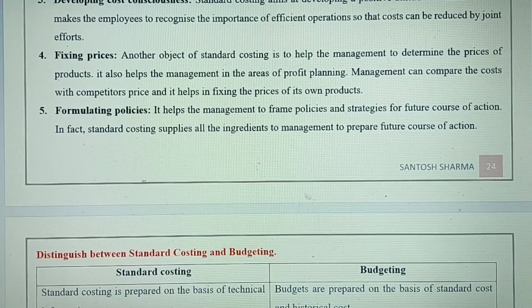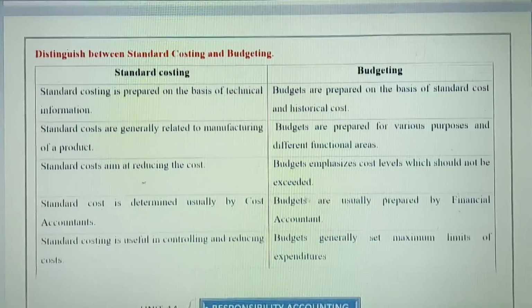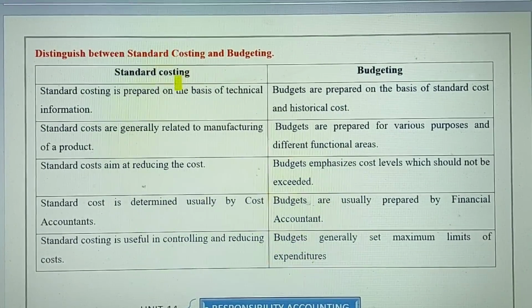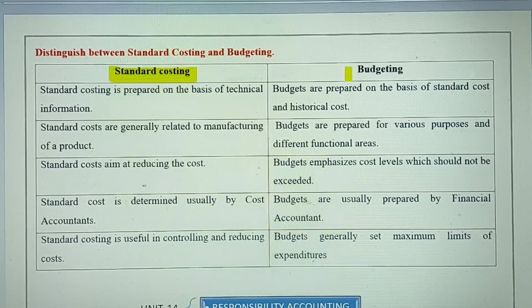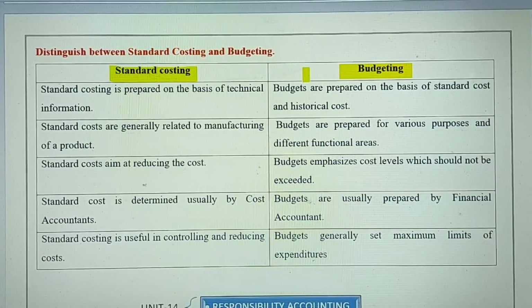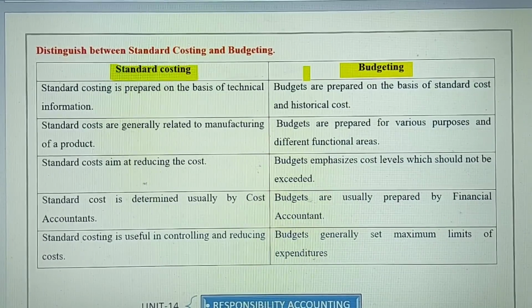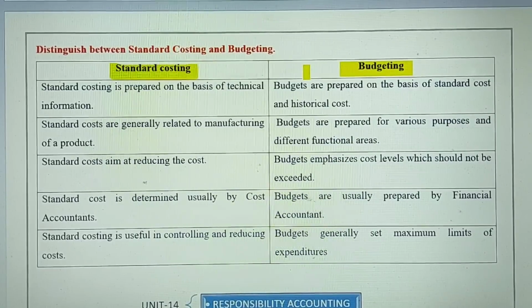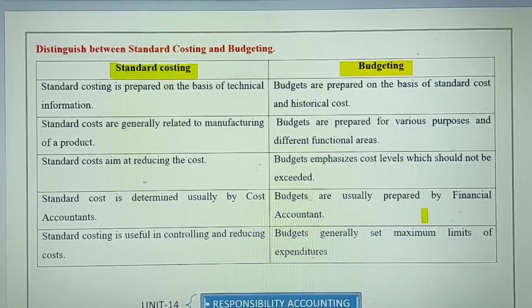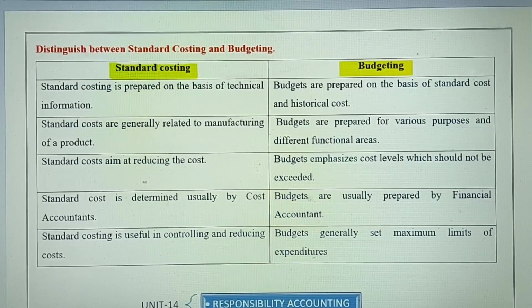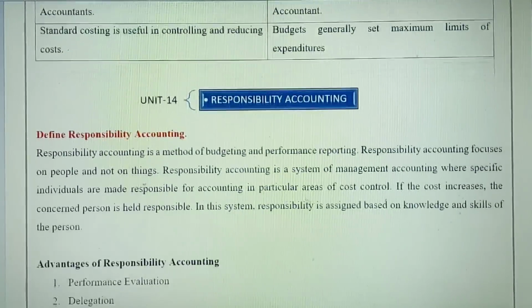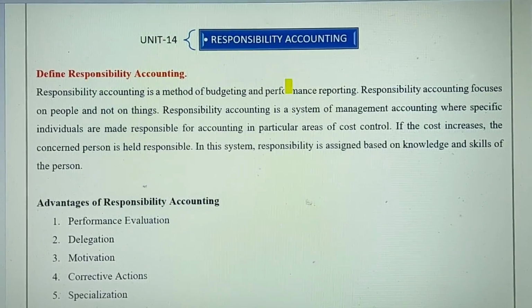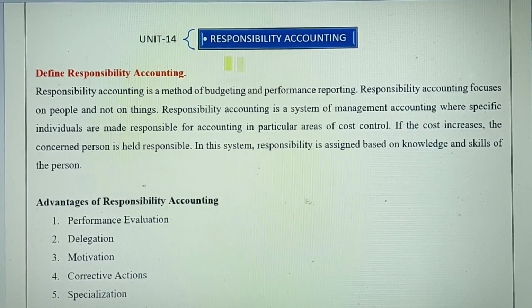Okay. One more question that you should attempt, you should revise from here: the difference between standard costing and budgeting. So both are quite related. Budgeting is a part of standard costing, because we prepare a budget, an anticipated cost of the product and service. So for that we need budgeting. So the differences you should revise.